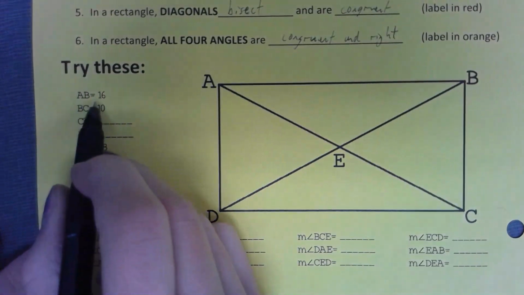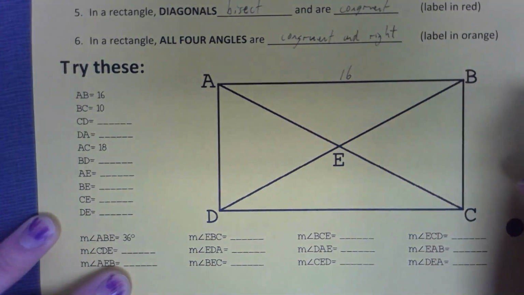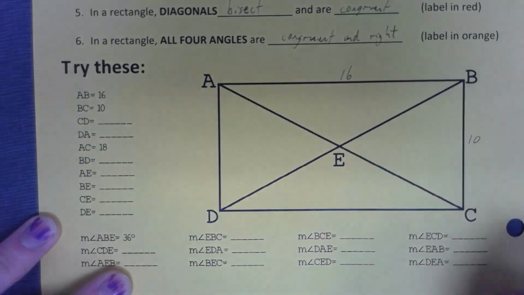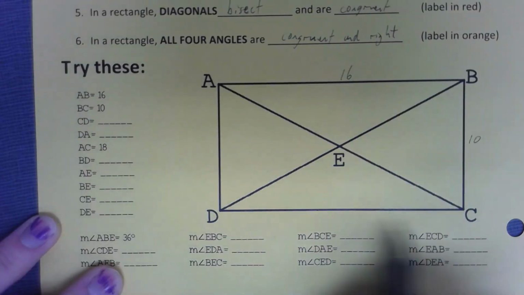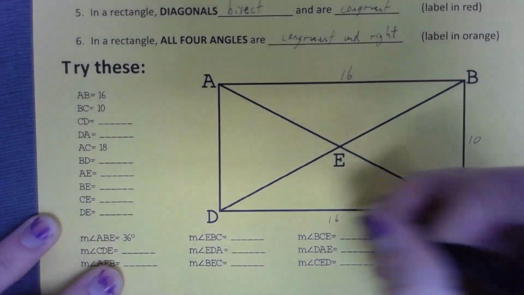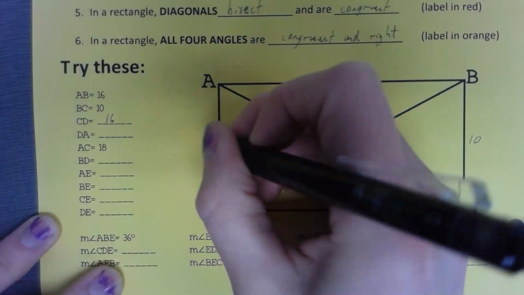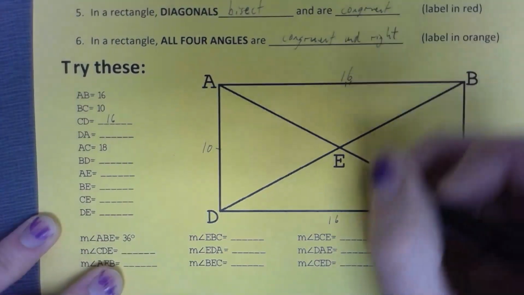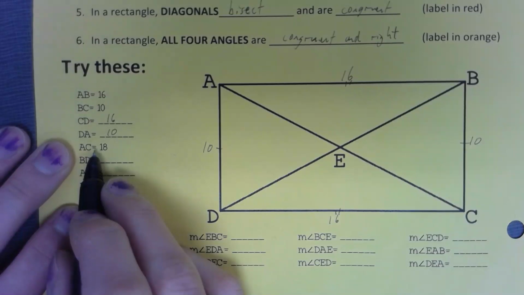So in this one, AB is 16. AB, 16. BC is 10. So we can find CD, the side opposite the 16, that's 16 as well. DA, side opposite the 10, opposite sides are congruent. So we could use those markings to help us out. So that's also 10.